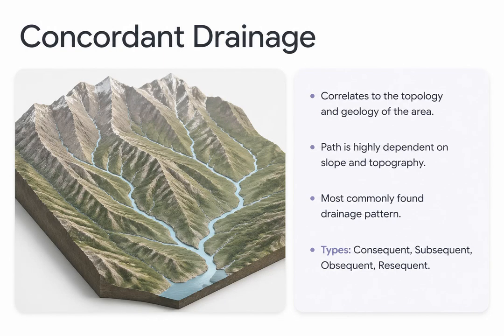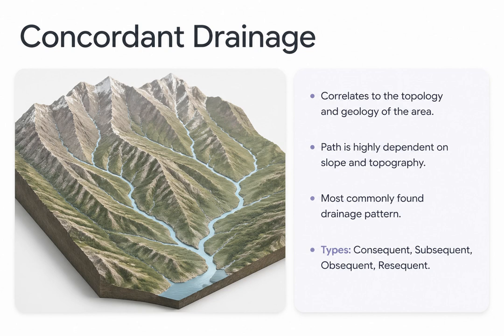Let's start with concordant drainage. A drainage pattern is described as concordant if it perfectly correlates with the topology and geology of the area. In simple terms, the river's path is highly dependent on the natural slope and the shape of the land. This is the most common type of drainage pattern you'll find in nature. Concordant drainage is further classified into 4 types: consequent, subsequent, obsequent, and resequent rivers.